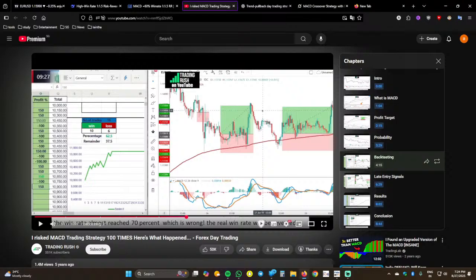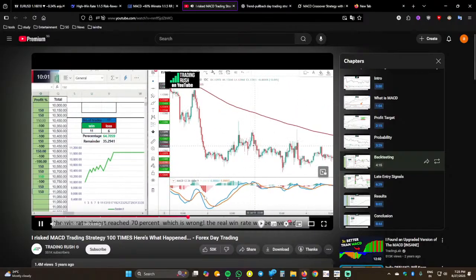I'll also try it on regular candlesticks and Heikin-Ashi. Heikin-Ashi and regular candlesticks should be almost similar, but I'm very confident that Renko charts will give us a totally different signal. So I'm really excited to try that. The 70% win rate is wrong. The real win rate will be revealed when we reach 100 trades or more.